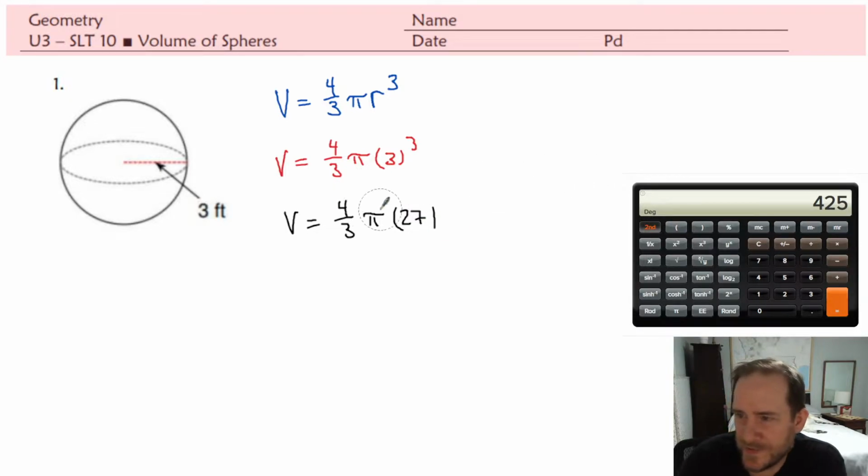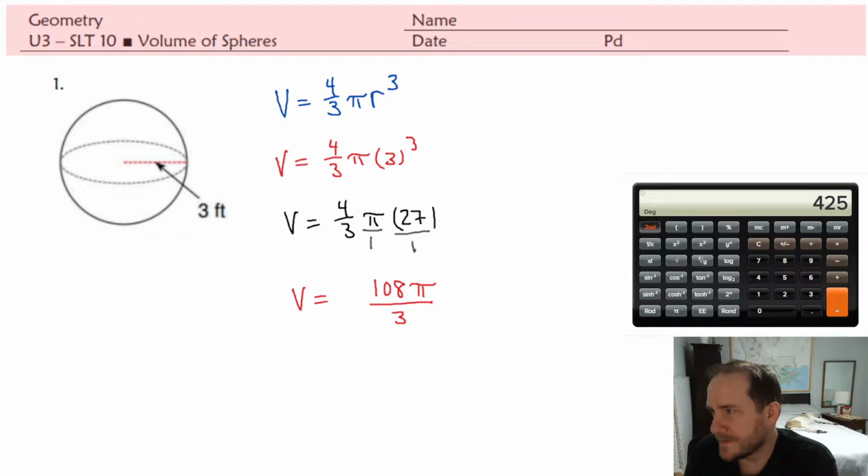So I kind of mentioned this earlier in another video. Just throw this over 1 and throw this over 1 also. And then you can multiply everybody together. So 27 times 4 is going to work out to be 108 times pi is 108 pi. Now 3 times 1 times 1 is just 3.